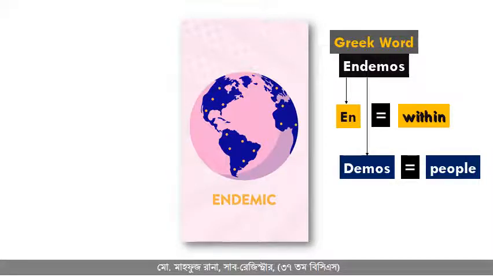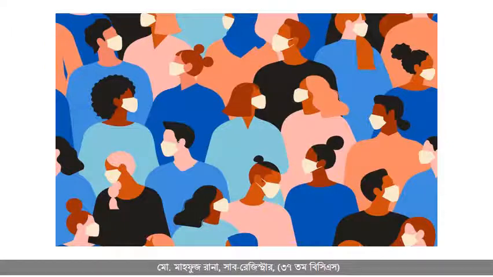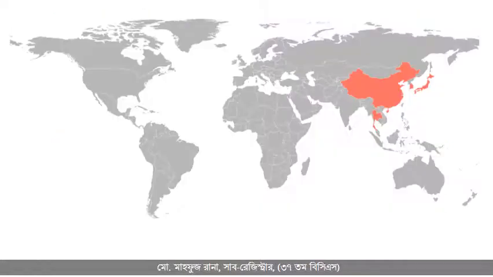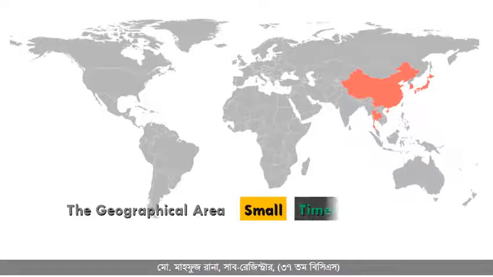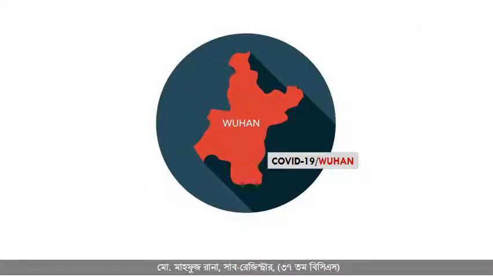So, the usual prevalence of a disease in a population and in a certain geographical area is said to be endemic. Remember, the geographical area must be small and the disease must be happening in the time frame. For example, in Wuhan city of China, at the very outset, COVID-19 was treated as endemic.